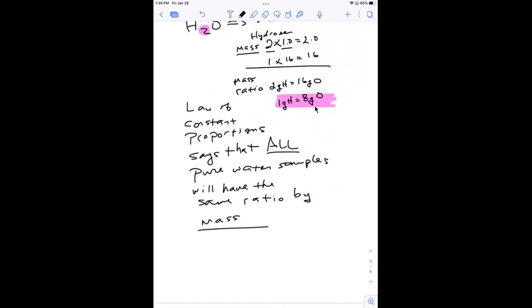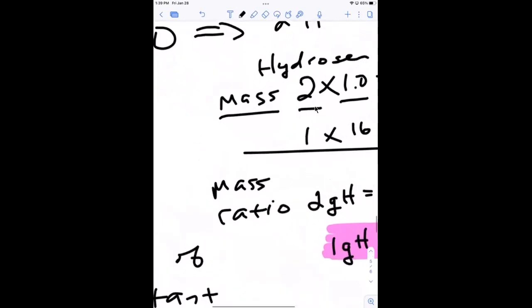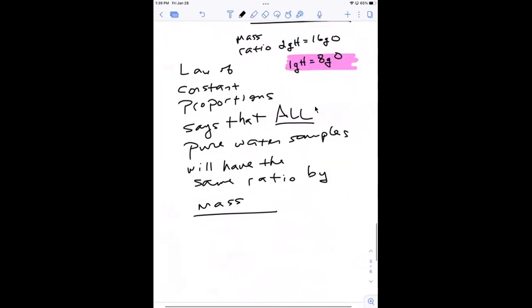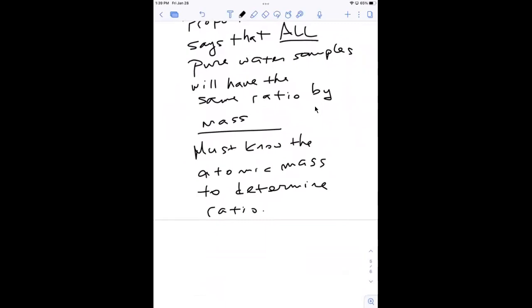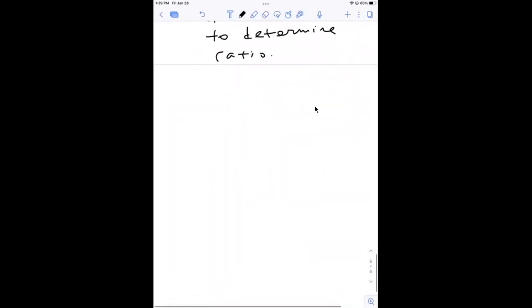But in order to determine the mass ratio, we need the atomic mass. You have to have the atomic mass, right? So you have to know the atomic mass, and we get that from the periodic table. Once you know the atomic mass, you can figure out the ratio. All right. So what Proust did was he was actually studying copper carbonate.